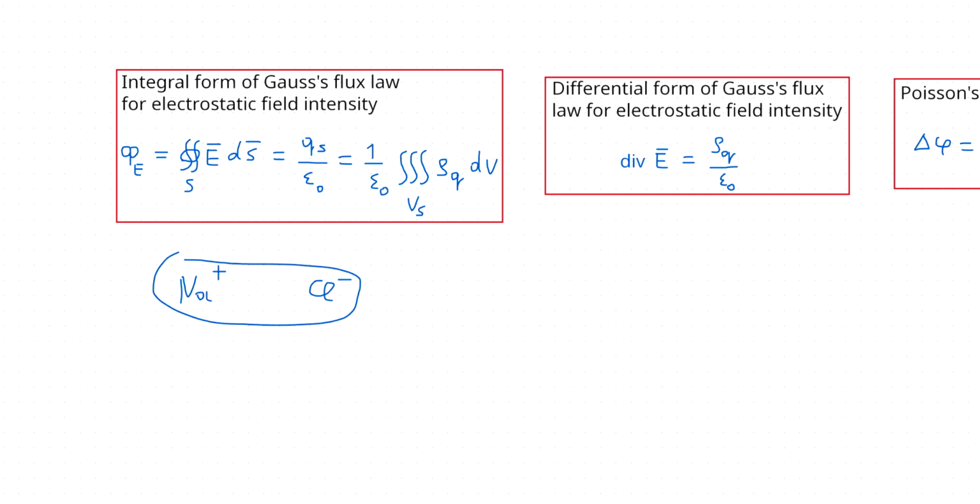And of course, a substance may contain polar molecules. For example, a molecule of water. A molecule of water consists of negative oxygen and two positive hydrogens.